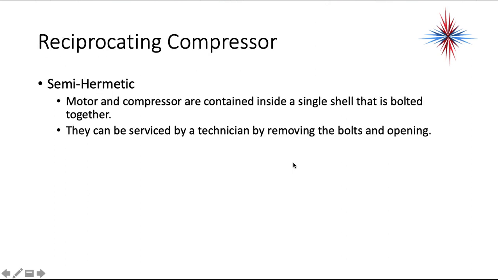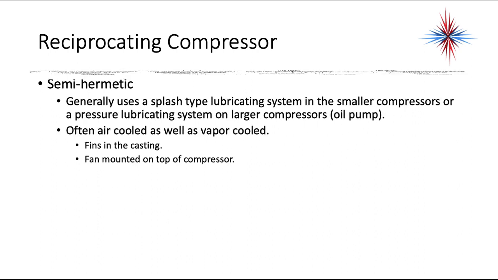So the next type is the semi-hermetic reciprocating compressor. The motor and compressor are contained inside a single shell that is bolted together. They can be serviced by a technician removing the bolts and opening. The semi-hermetic reciprocating compressor generally uses a splash-type lubricating system in the smaller compressors or a pressure lubricating system on larger compressors, known as an oil pump. They're often air-cooled as well as vapor-cooled.